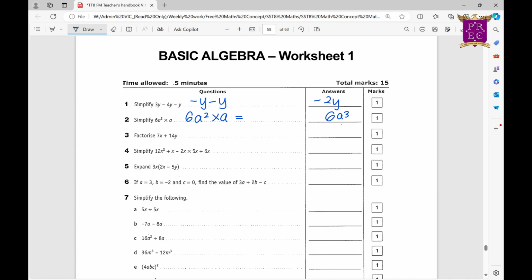Now it's asking us to factorize 7x plus 14y. If you take a glance, you can notice that the highest common factor would be 7. And so how you'd write that is 7 outside the bracket. 7x divided by 7 just gives us x, because we're cancelling the 7's out. And 14y divided by 7 is 2y. So how you can write it is 7 bracket x plus 2y.